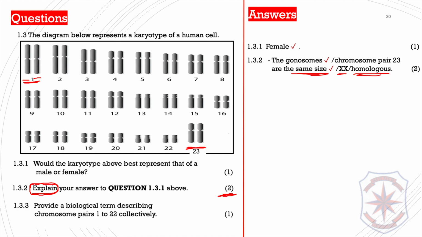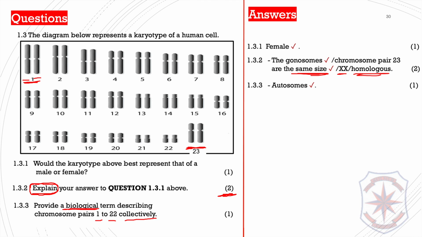Question 1.3.3, provide a biological term describing chromosome pair 1 to pair 22 collectively. A biological term, very important, describing chromosome pair 1 to pair 22 collectively. So we are looking at a collective biological term that describes chromosome pair 1 to pair 22. And the answer would be autosomes. Remember, pair 1 to pair 22 in a diploid cell, these are body chromosomes, otherwise known as autosomes.